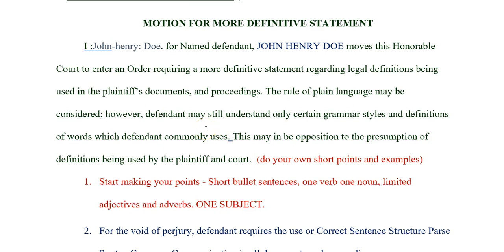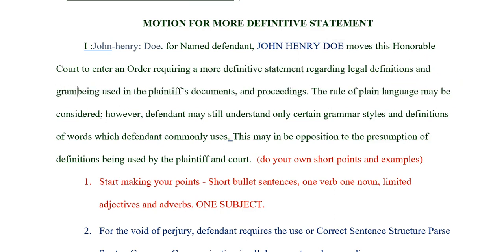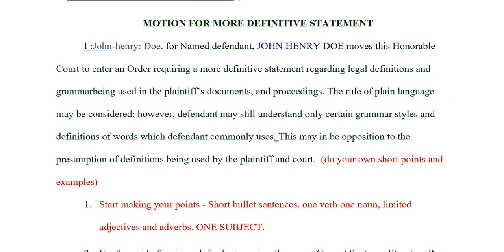So I, John Henry Doe, and this is the format that we teach in the syntax class: the named defendant, John Henry Doe, moves this honorable court to enter an order requiring a more definitive statement regarding legal definitions being used in the plaintiff's documents. And you can say legal definitions and grammar if you want. We don't necessarily say that it has to be one way or the other.